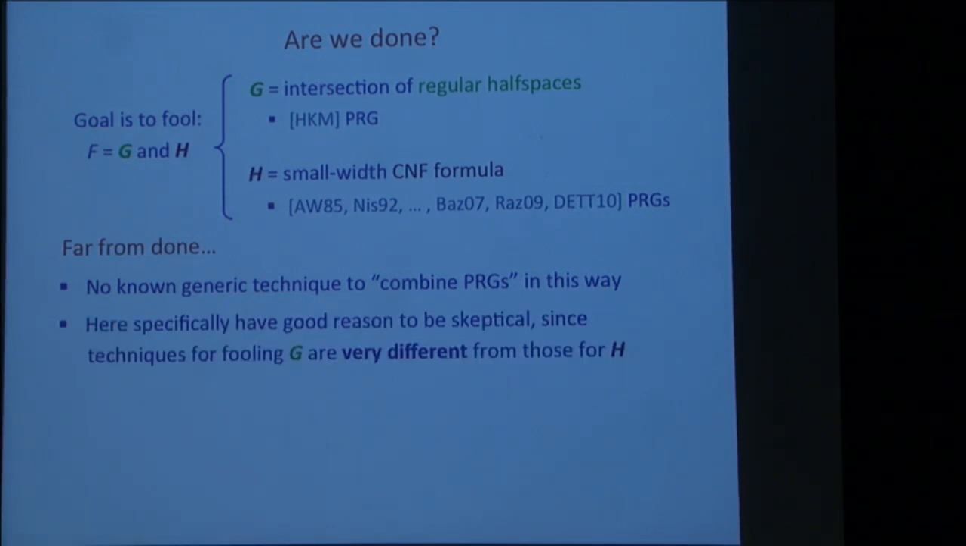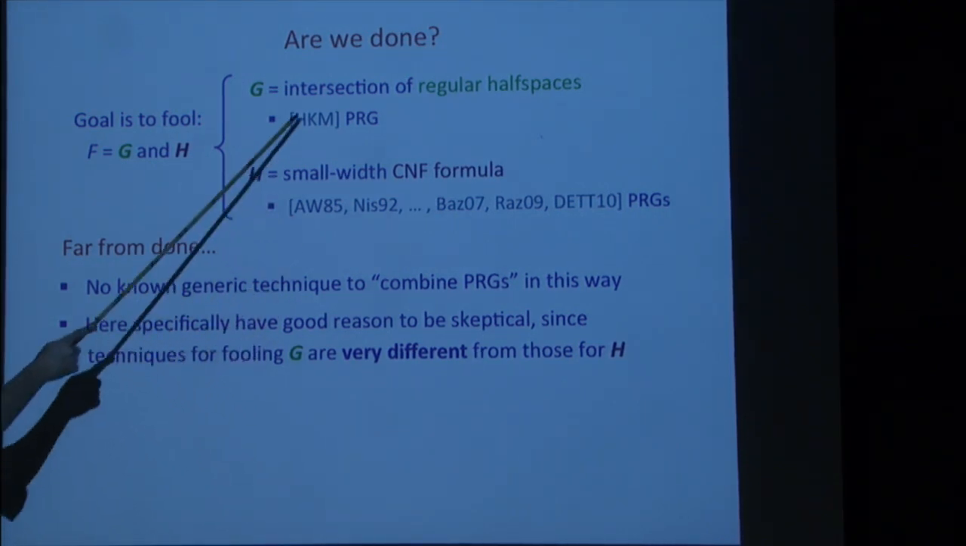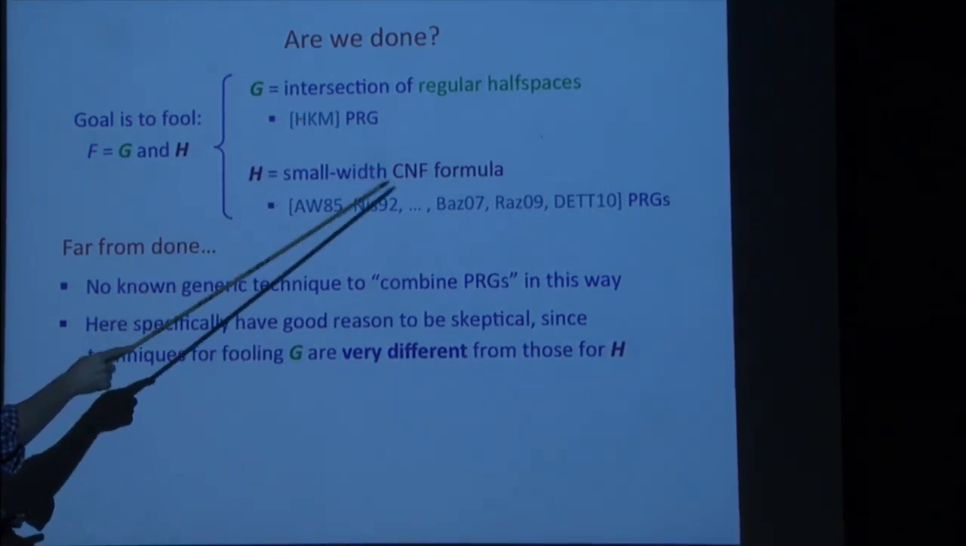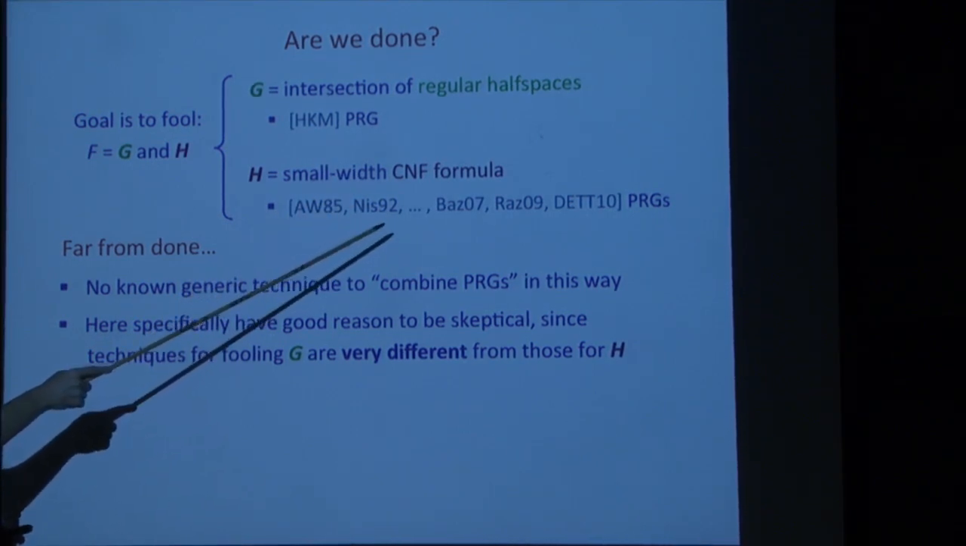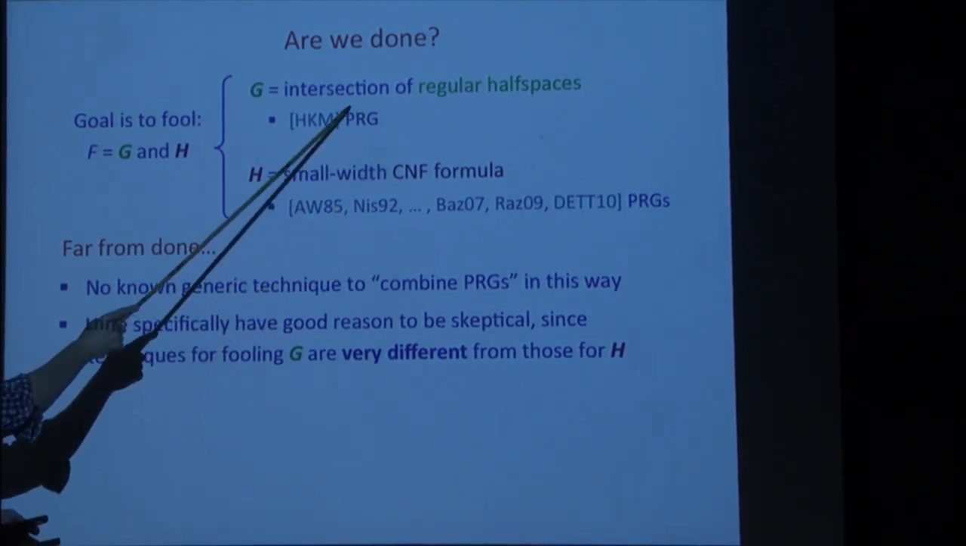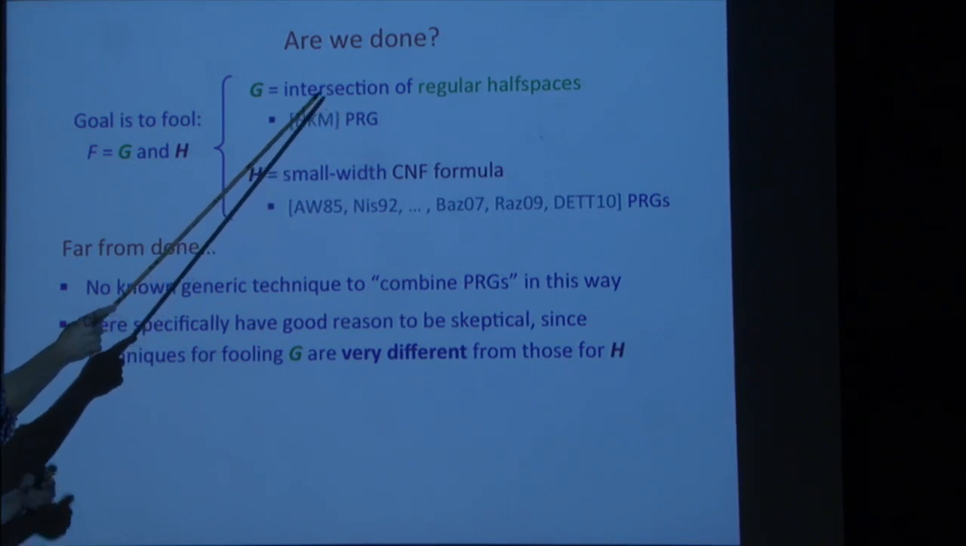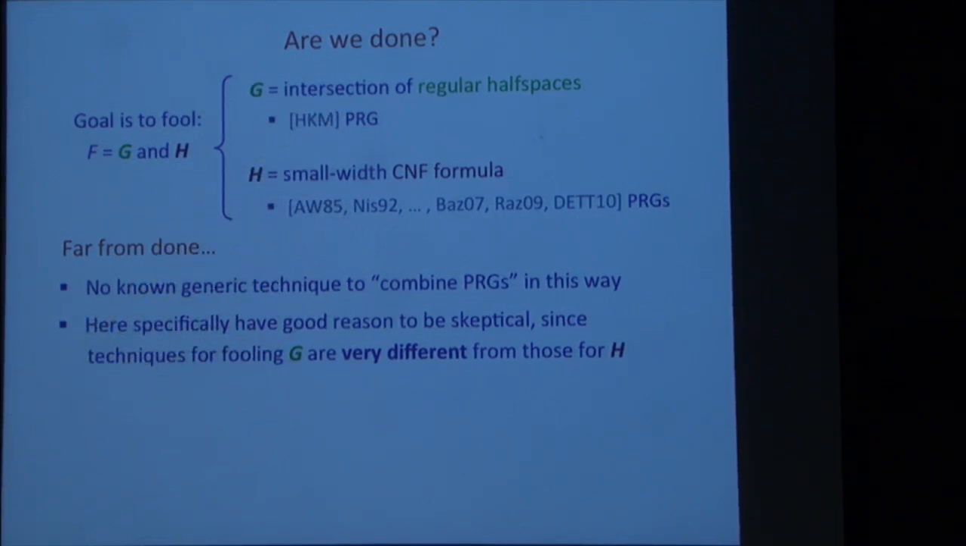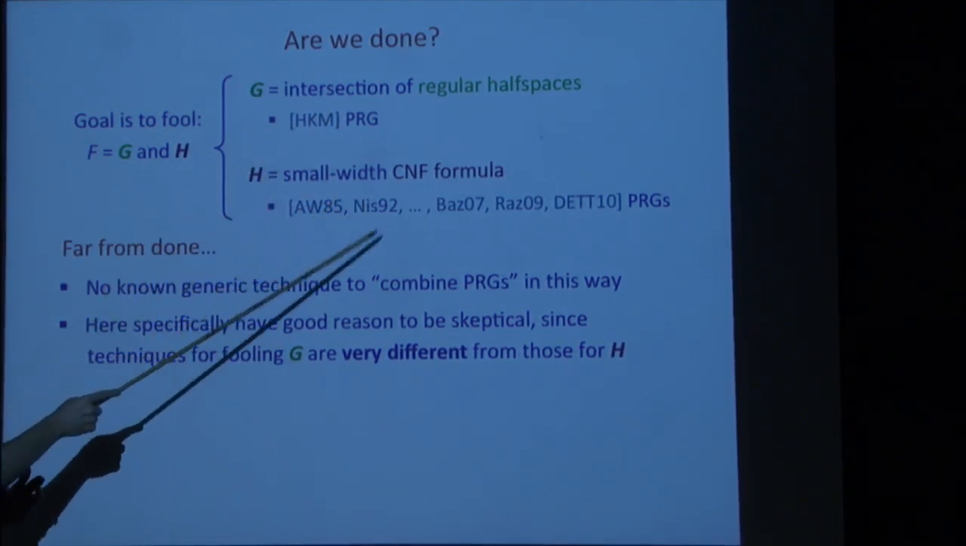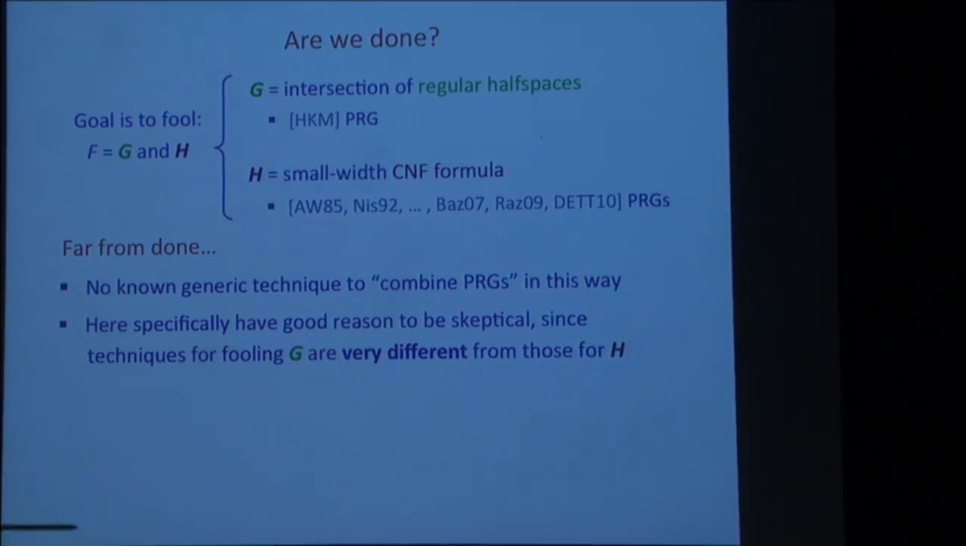A second kind of conceptual obstacle is that the techniques that go into fooling intersections of regular half spaces don't really look all that much like the techniques that fool CNFs generically. There's a lot of analysis going on in these kinds of arguments. It's based on Taylor's theorem, and you pass through Gaussian space, blah, blah, blah. Whereas with CNF, DNF kinds of things, it's more combinatorial feeling. You use bounded independence or epsilon-biased sets or things like this. So there's some work to do.